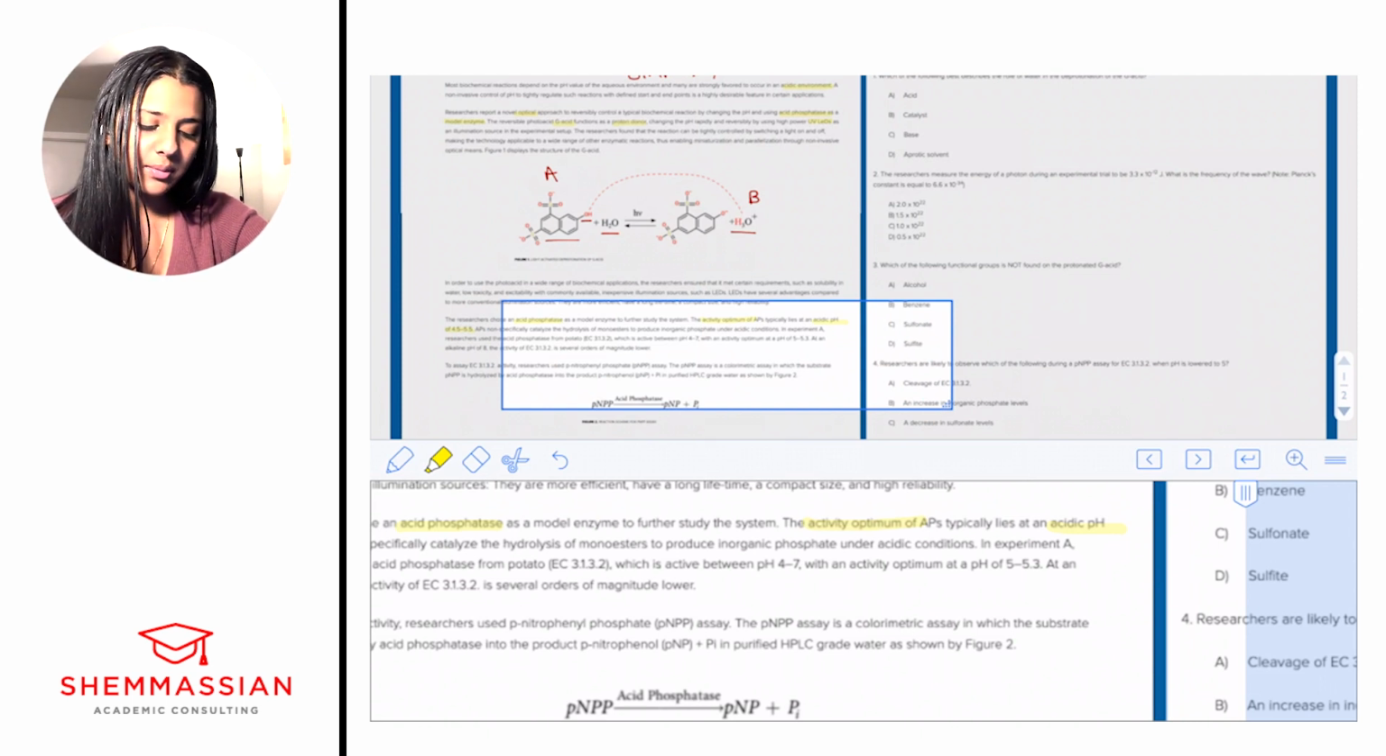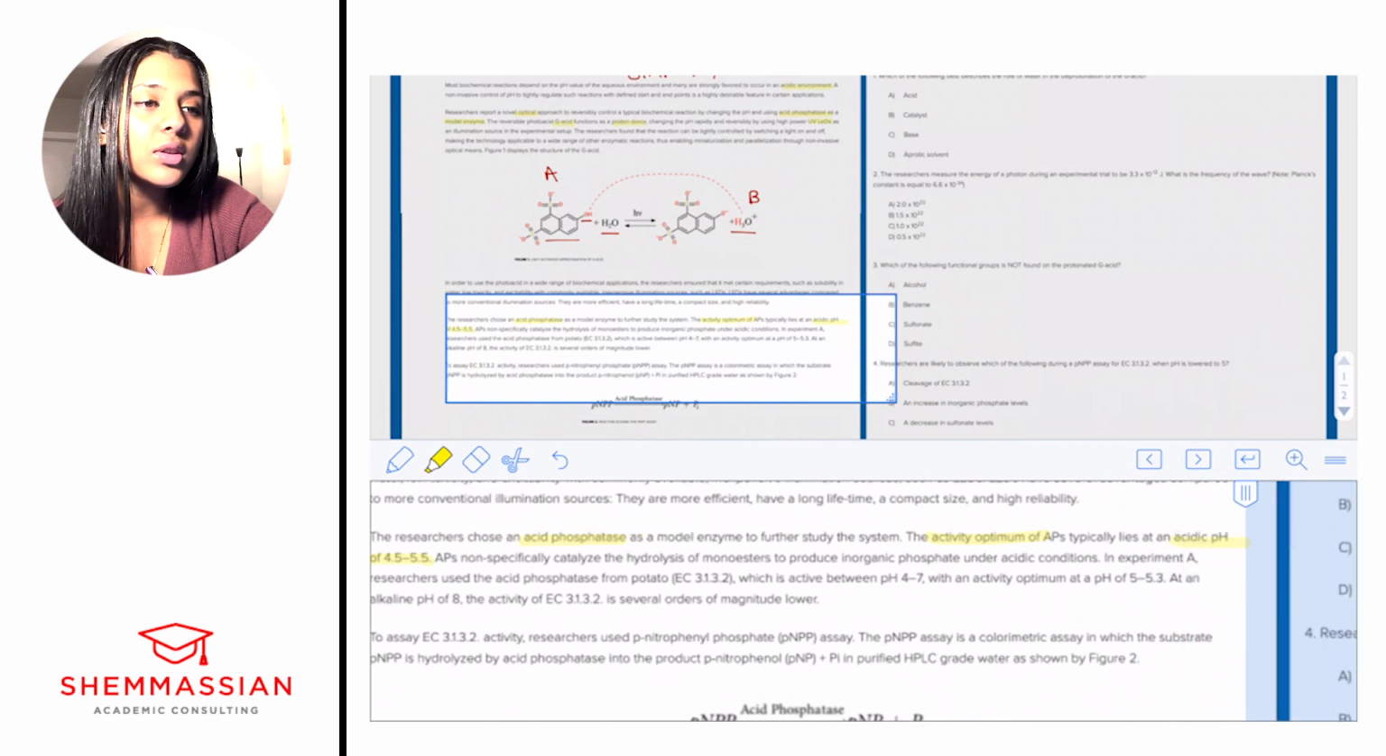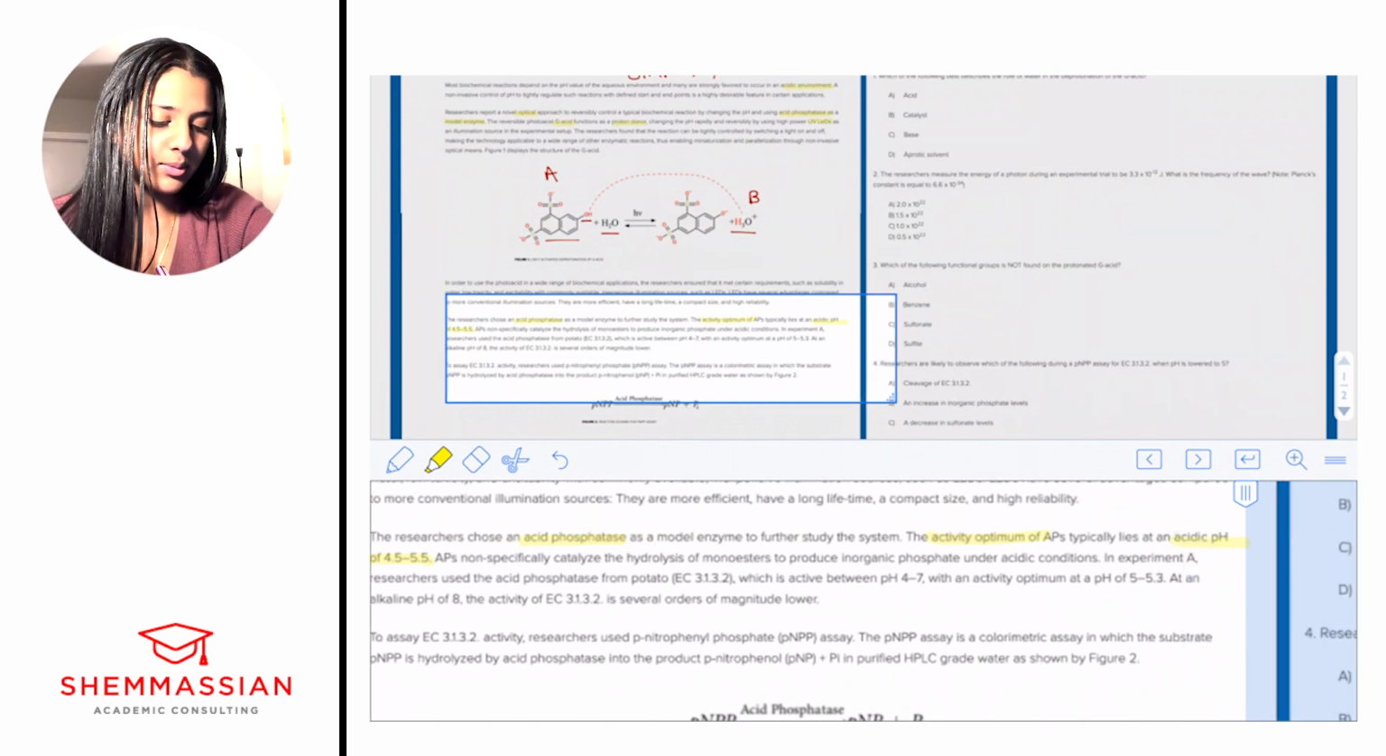In experiment A, okay, so now we're getting to an experiment. Researchers used the acid phosphatase from potato, EC 3.1.3.2. Okay, so I'm just going to highlight that name. So if they ask a question about it, I know where to find it.